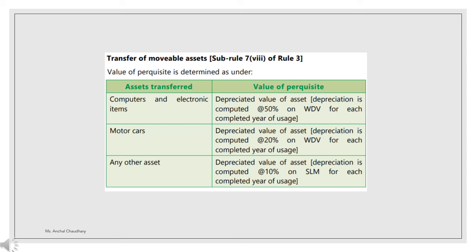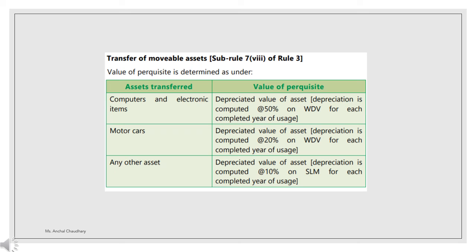In case of transfer of movable assets, the value of perquisite will be determined. For computers and electronic items, the value of perquisite will be the depreciated value of the asset, and depreciation will be calculated at the rate of 50% on WDV method for each completed year.